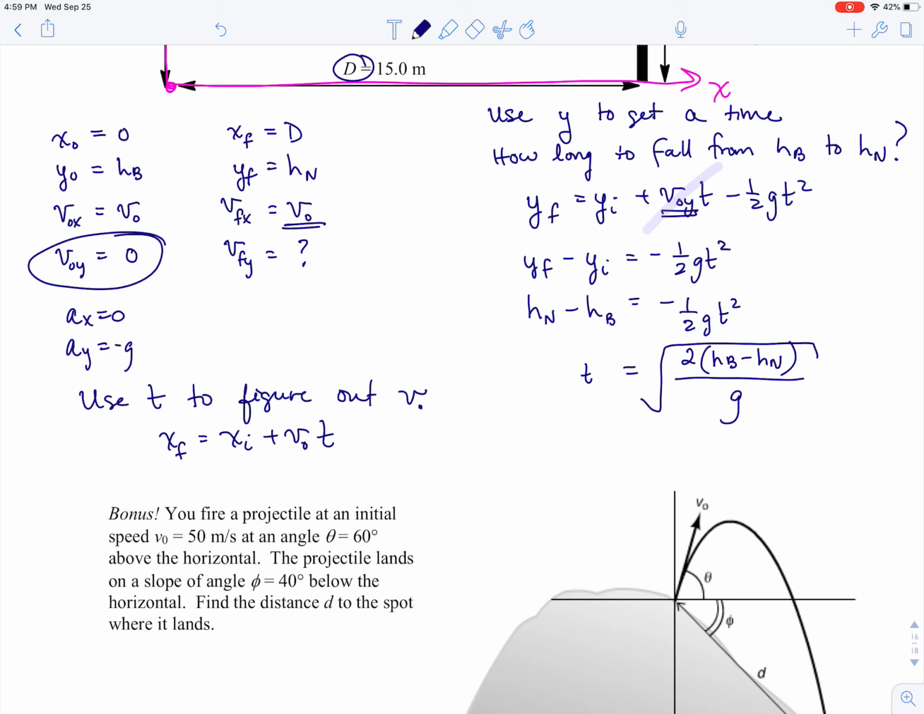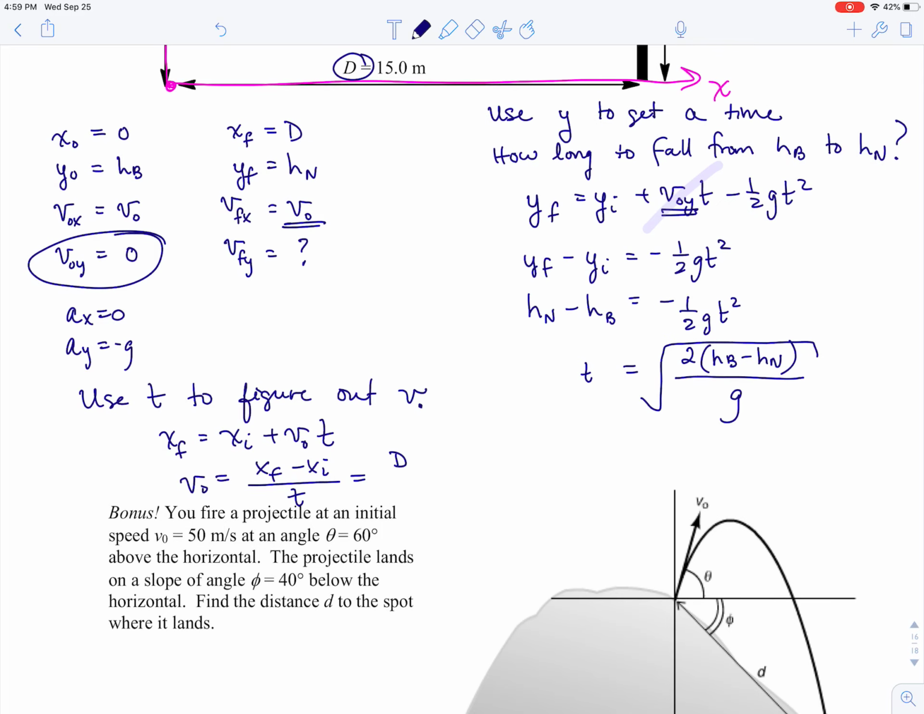So we solve for v naught. So v naught is going to be xf minus xi over t, and xf minus xi is the distance d, divided by time. And now we're just going to take t and plug it in here. So that gives d times the square root of g over 2 times hb minus hn.